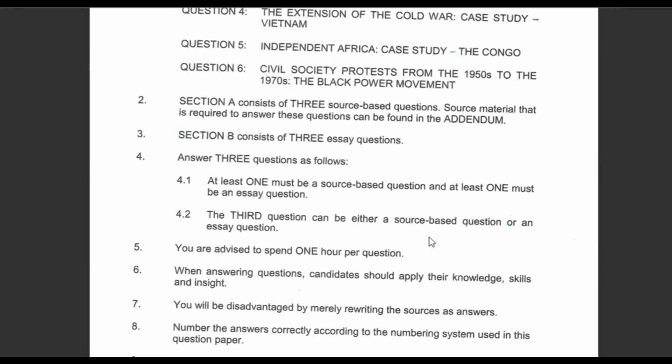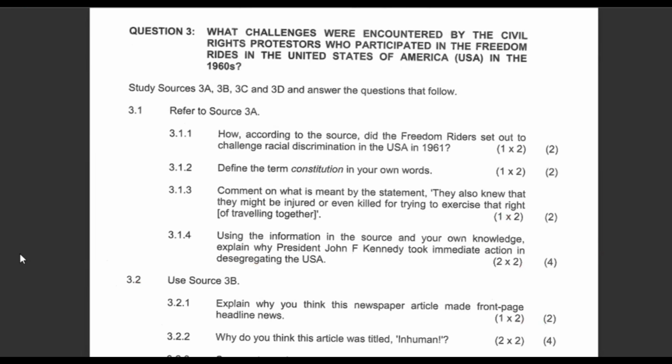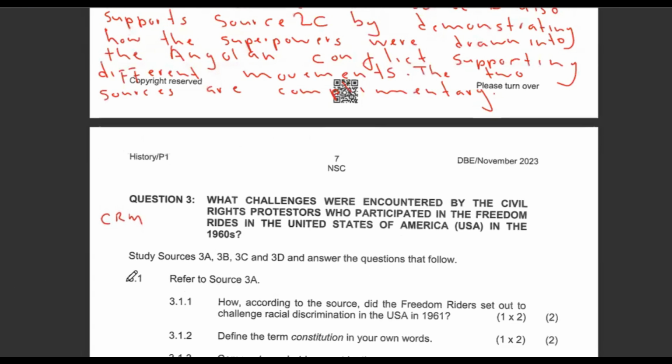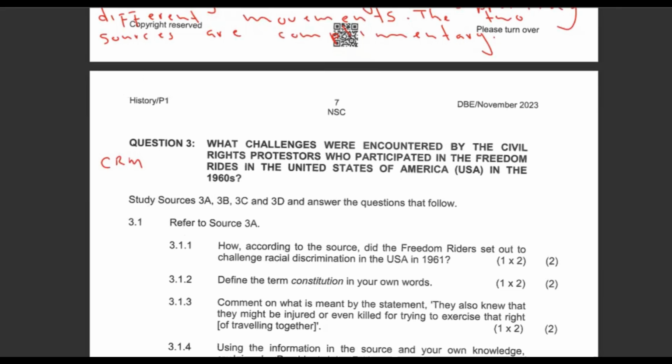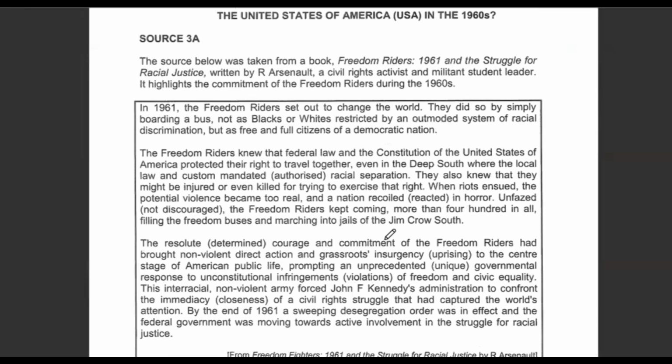So now we are going to the last of our source-based questions, which is question 3. Question 3 is based on the American Civil Rights Movement. It starts with the key question: What challenges were encountered by the civil rights protesters who participated in the Freedom Rides in the United States of America? So this topic is basically the CRM, the Civil Rights Movement. It is a question which investigates the nature of the challenges which they faced in their quest to get civil rights. So here is the first source, which is 3A.